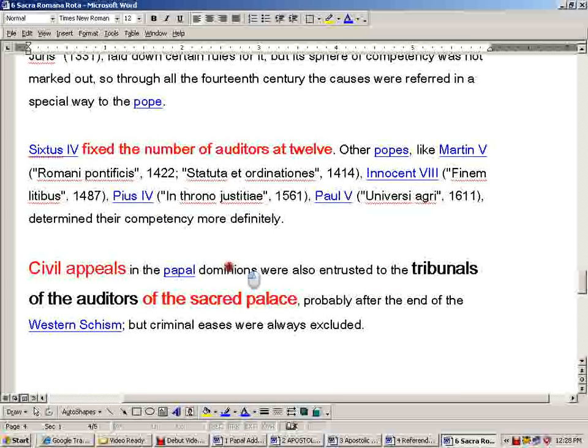Okay, fix the number of auditors at 12. Civil appeals in the papal dominions were also entrusted to the tribunals, the auditors of the sacred palace. Right, so where is the sacred palace? That would be tribunals of the auditors at the diocese. I think that's the palace.